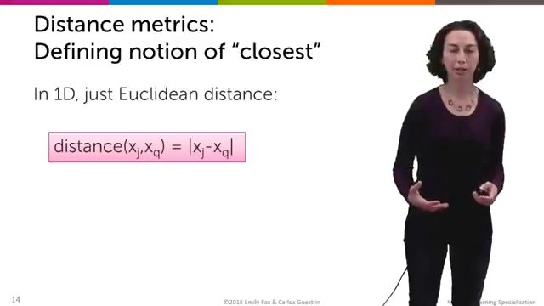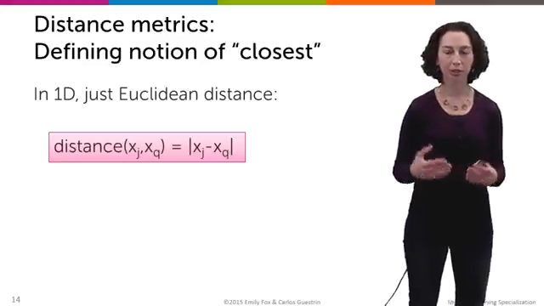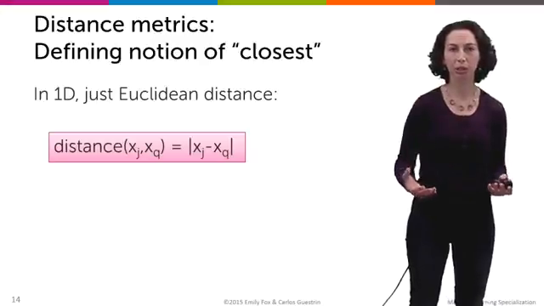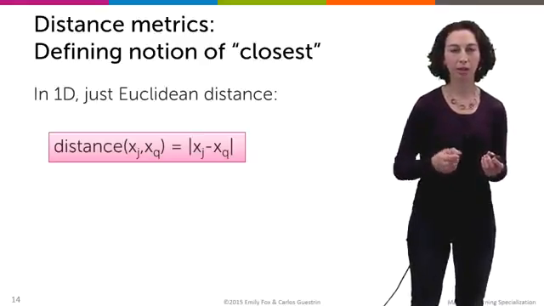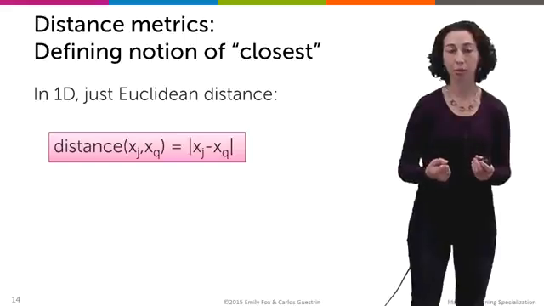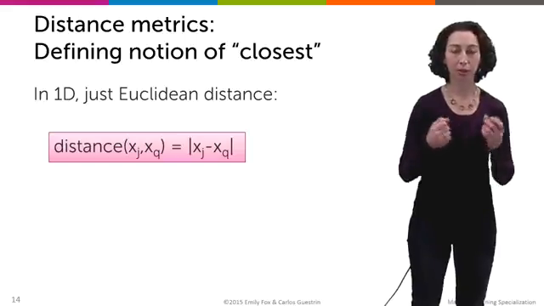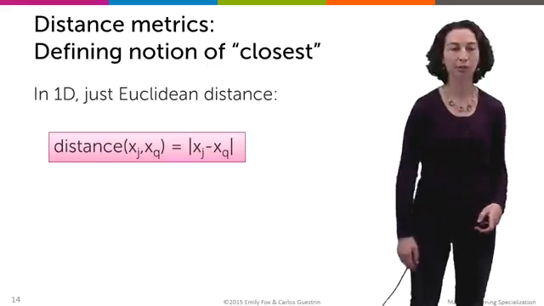How are we defining distance? Well, in 1D it's really straightforward because our distance on continuous space is just going to be Euclidean distance, where we take our input xi and our query house xq, and we're just going to look at the absolute value between these two different numbers. So these might represent square feet for two houses, and we just look at the absolute value of their difference.